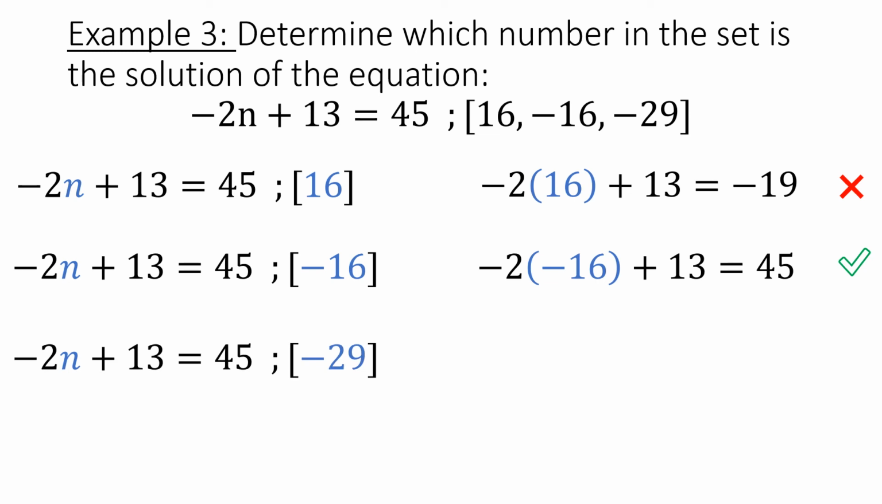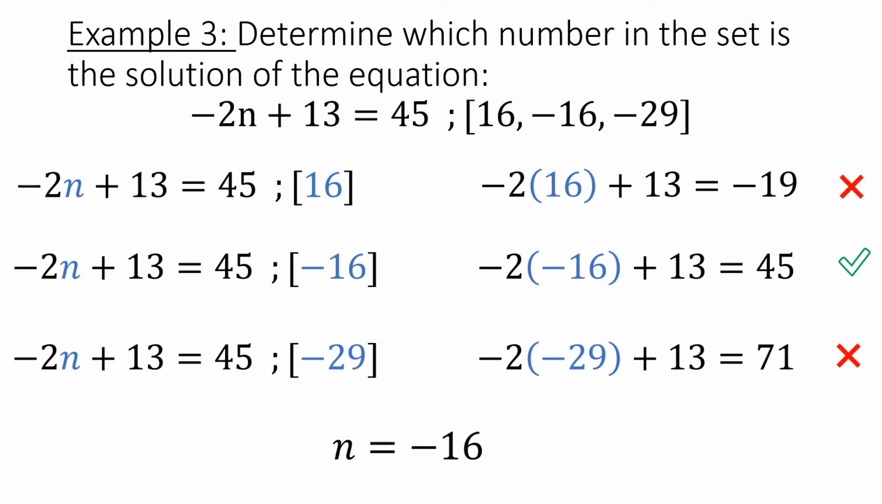And so now I'm going to substitute in -29 in for n. And I'm going to put parentheses around that -29. So I have -2 times -29 plus 13. That gives me 71, which is not 45. So that doesn't work. And so the solution of the equation is going to be n equal to -16.